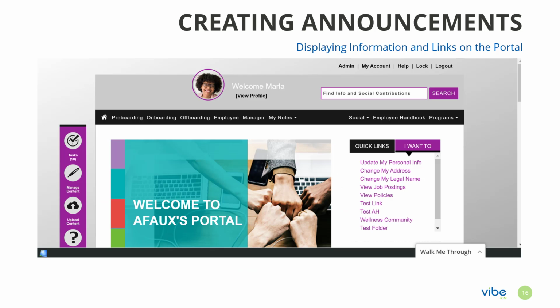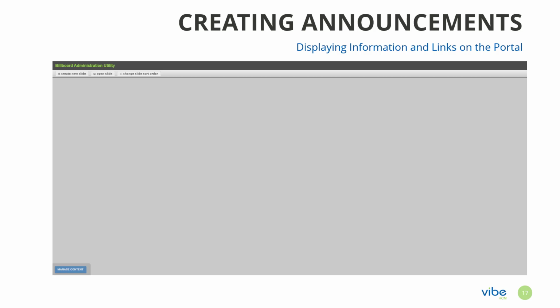Our Vibe Legacy clients would get to the content editor by clicking Manage Content, located on the left side menu bar. In either scenario, this will launch the content editor. The editor uses a simple drag and drop functionality with no coding or design experience needed. You have the option to create a new slide or open an existing one.